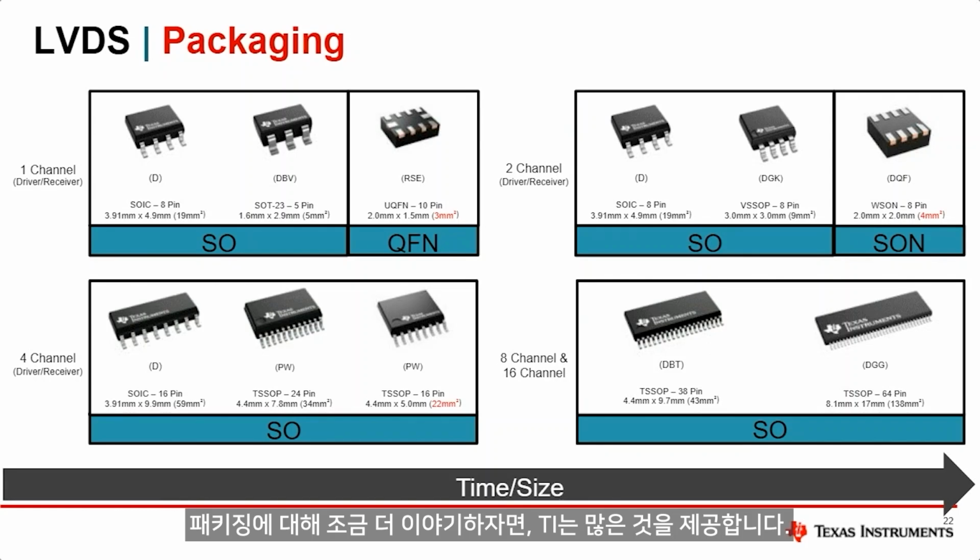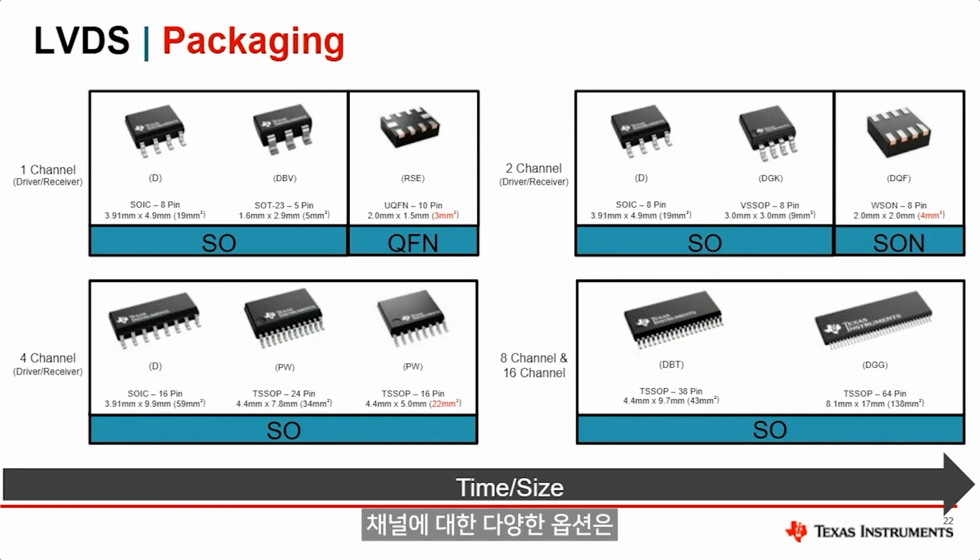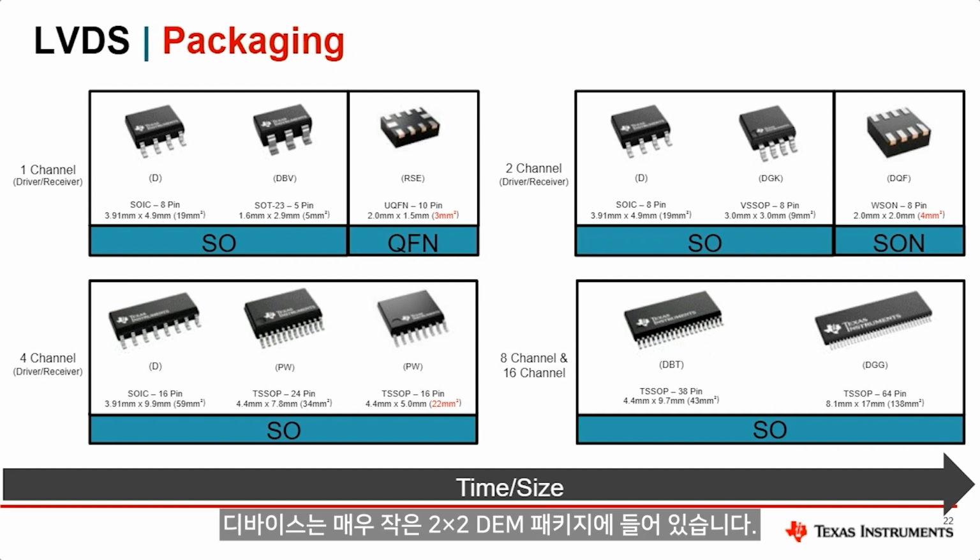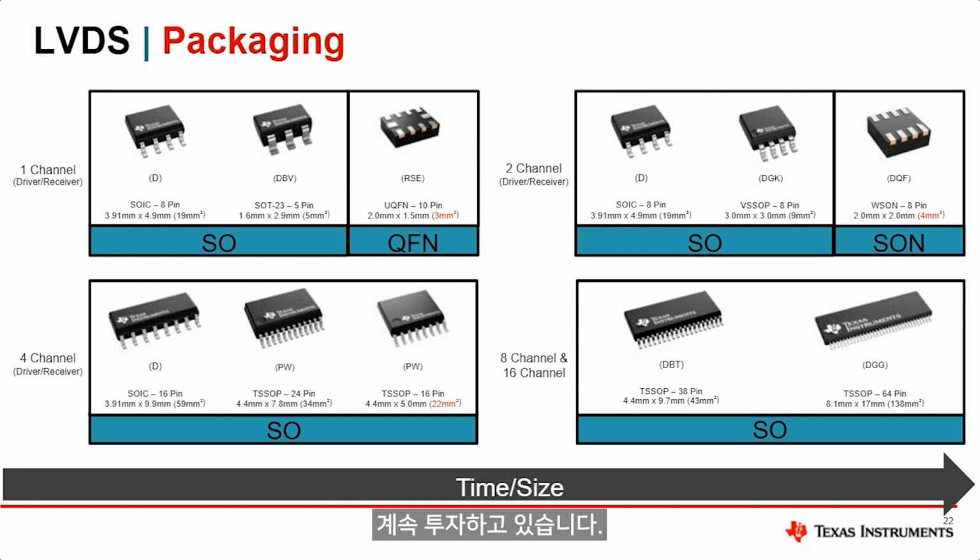To talk a little bit on the packaging, TI has many different options for the channel counts on package options. Continuing to invest in industry standard packages that are multi-sourceable, but also new package options that are very small as well. So that is one example on the new DS90LVRA2 device, in a very small 2x2 DEM package. So over time, continuing to invest in the smaller package options.